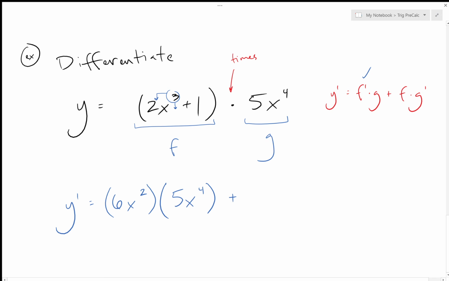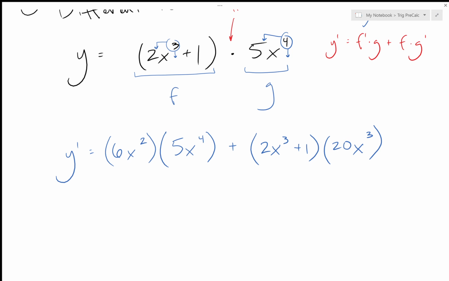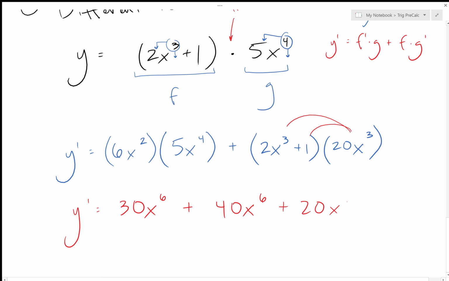Plus, take regular f, 2x cubed plus 1. Multiply it by the derivative of g. So the derivative of g, 5 times 4 is 20, x, 1 lower, to the third power. Let's multiply stuff out. 6x squared times 5x to the fourth is a 30x, and we add those exponents, to the sixth. Plus, we got to distribute here, 40x to the sixth plus 20x cubed.